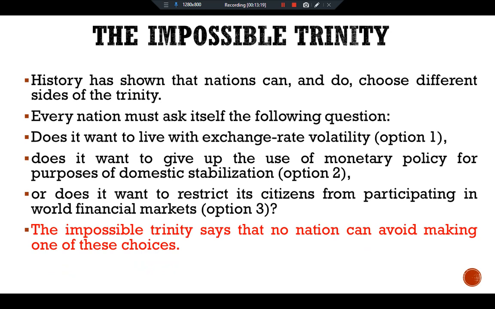So this is all about the option that a country should use: the fixed exchange rate or floating exchange rate.